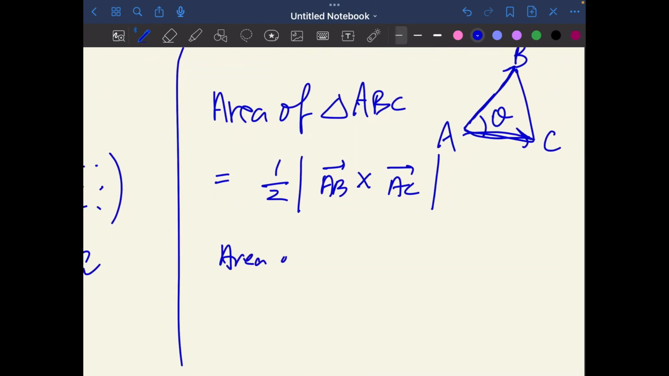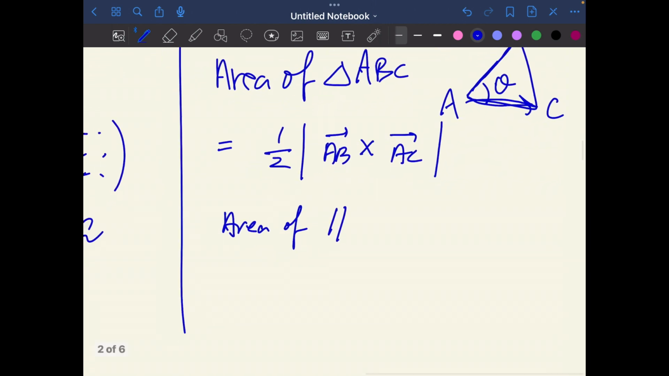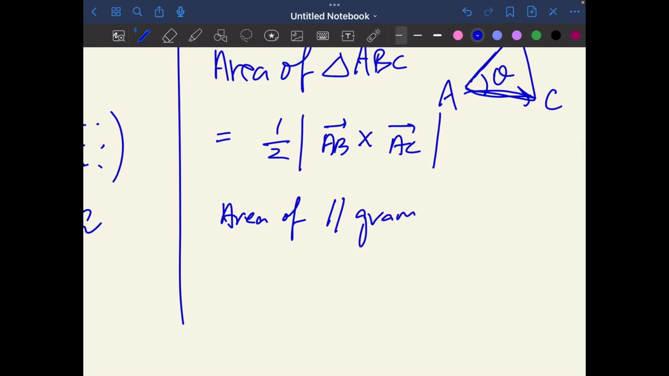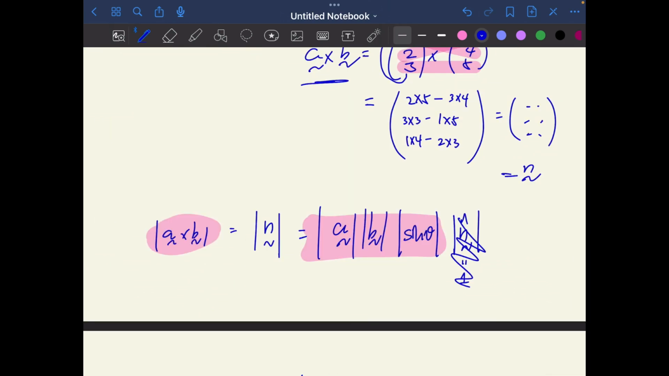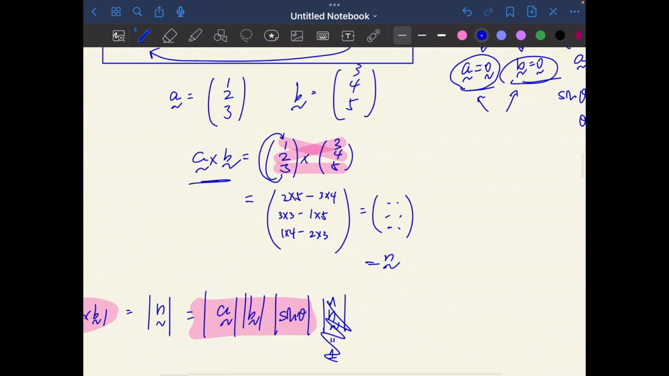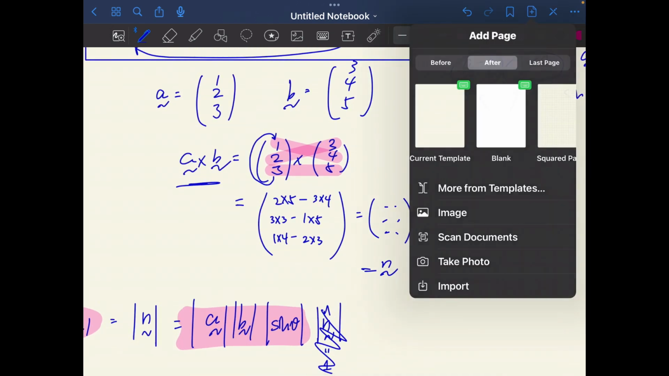And you also know the area of a parallelogram. Let me draw a parallelogram ABCD. If you know vectors AB and, let's say, AD, then you'll know the area. So the area would be the magnitude of AB cross AD. Let's move on to projection vectors.